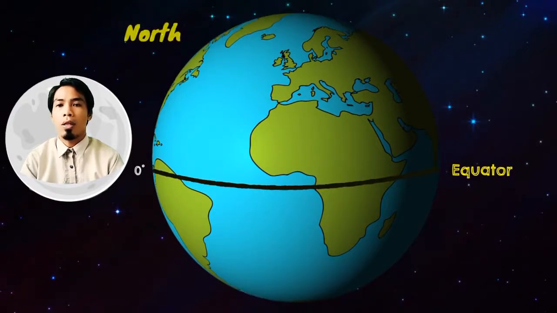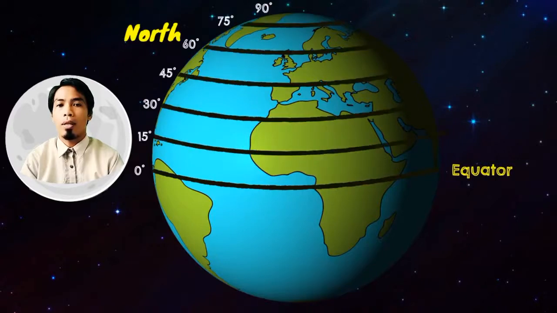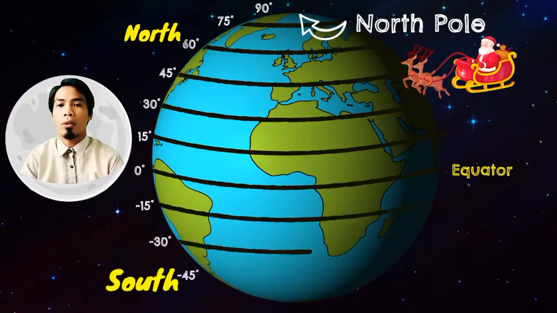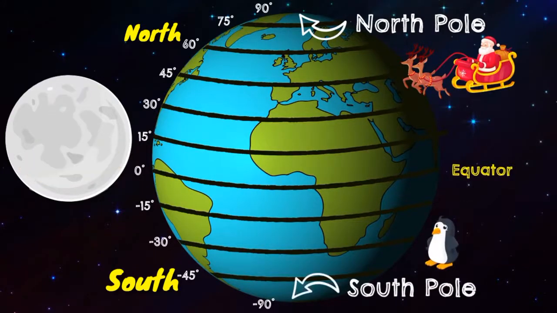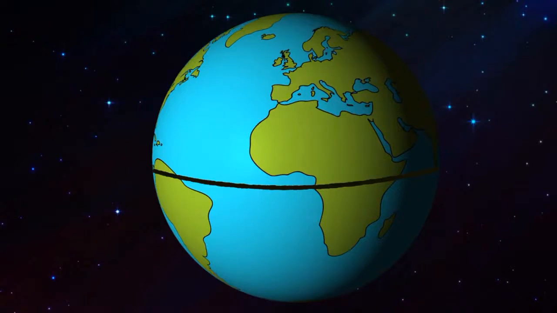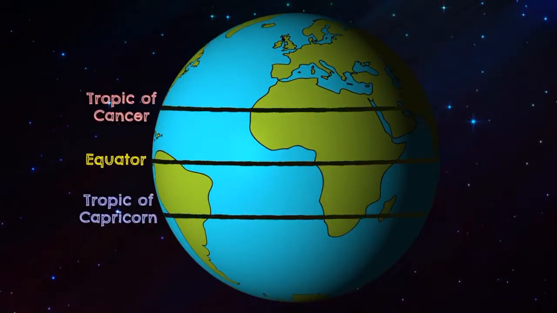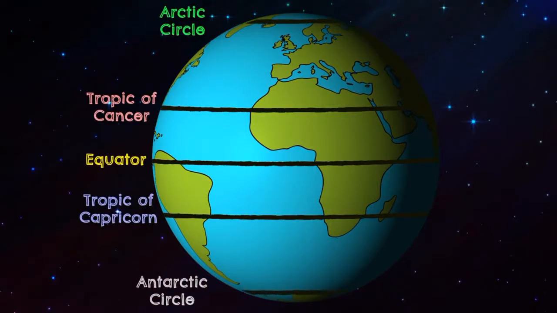Latitudes in the north of the equator go up from 1 to 90 degrees until they reach the North Pole. Latitudes in the south of the equator go down from 1 to 90 degrees until they reach the South Pole. The distance between two latitudes is 15 degrees. There are some important latitudes. These are the Tropic of Cancer and the Tropic of Capricorn, also called the tropics. Next are the Arctic Circle and the Antarctic Circle, which are also called the polar circles.